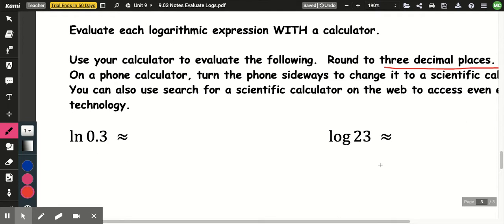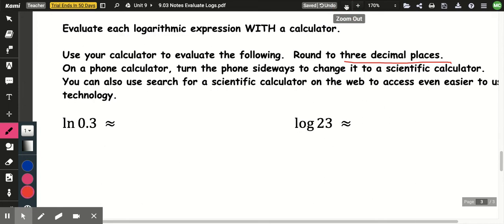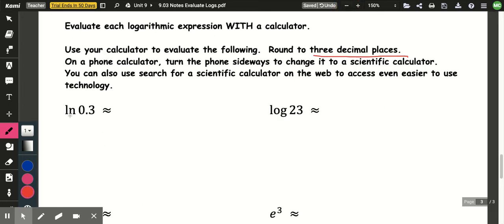I think I'm going to back this out just a little bit. There we go. Okay, so we want to evaluate natural log of 0.3. I do have an approximately equal to sign there next to it because this is an approximation. And so I'm going to pull up my calculator here on my phone, turn my phone sideways. In order to type this into my scientific calculator on my phone, I have to type in the 0.3 first, and then I have to touch the natural log button. And when I do that, my phone tells me that that's approximately negative 1.204 when I round it correctly.